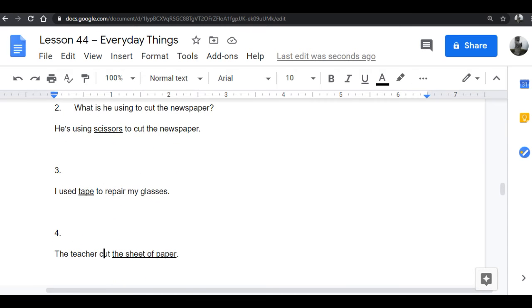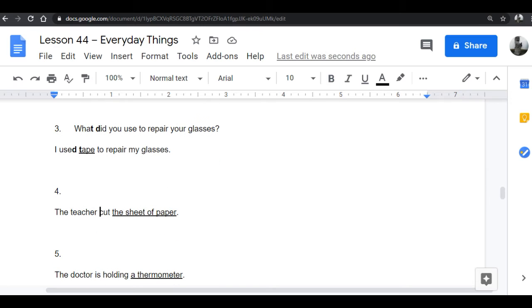Number 3. I used tape. I used tape, D and T, put these sounds together. I used tape to repair my glasses. We are in the past, right, guys? So, what did you use to repair your glasses? What did you use? Same here, T and D, similar sounds, put it all together. What did you use to repair your glasses? I used tape to repair my glasses.